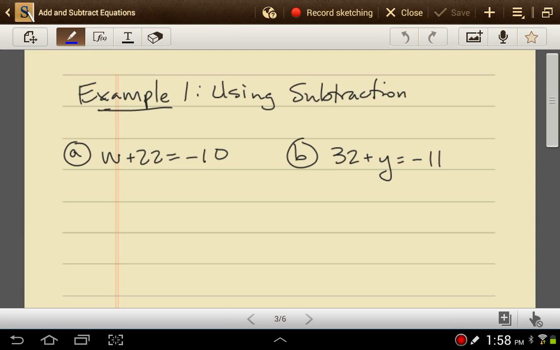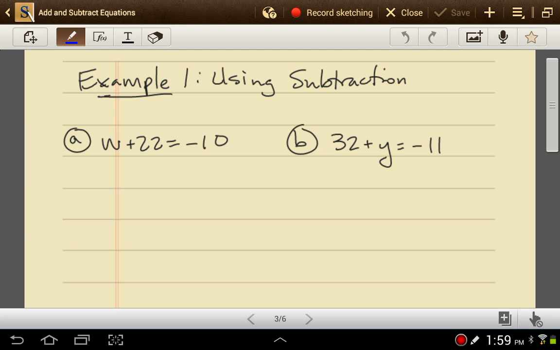Our first example is using subtraction. So I just have two examples, A and B, for using subtraction. I have my problem in A: W plus 22 equals negative 10. So I want to figure out what W is. When I'm solving equations, that means I want to figure out what the variable is. These are all one-step problems, and I just want to know how to solve that. What do I need to do to answer this problem? What is W? And without doing it in our head, how mathematically can I prove it?